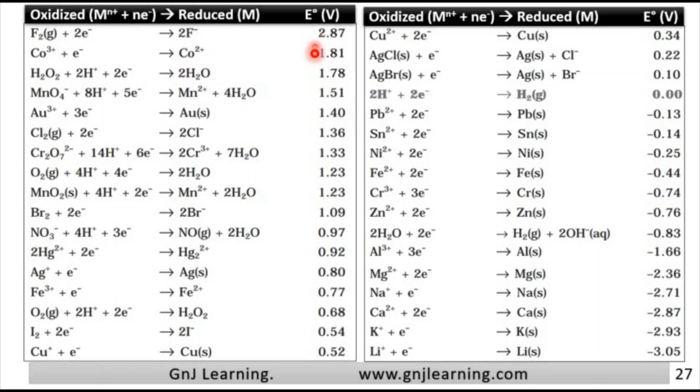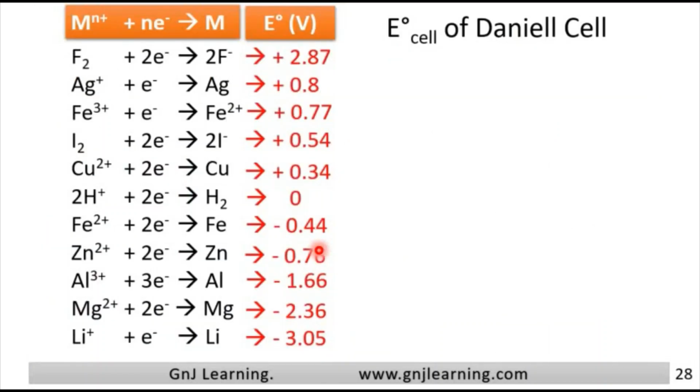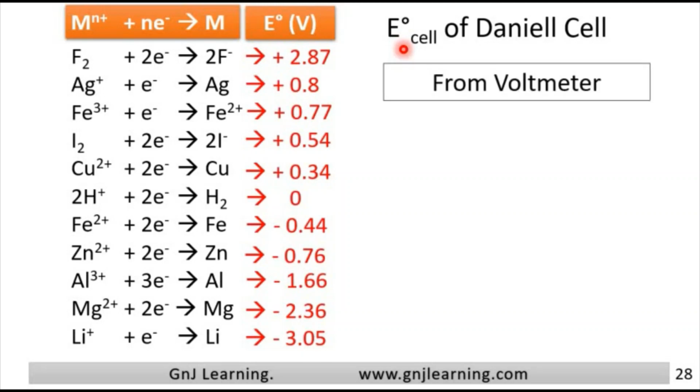So I have seen these values, and now I am going to verify whether I will get the same values that I saw for E0 cell. For example, in the case of the Daniel cell, what was the E0 cell shown by the voltmeter? It was 1.1 volt. I hope you remember this from part 2 of this chapter.